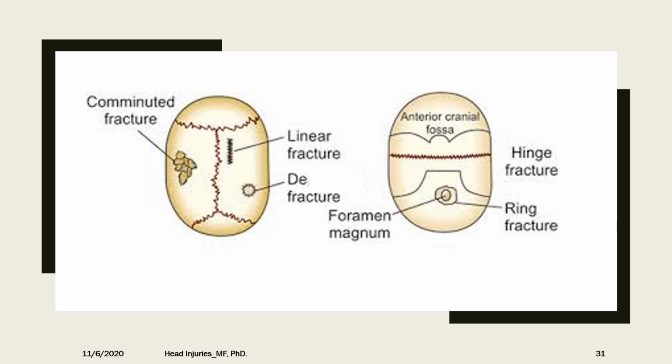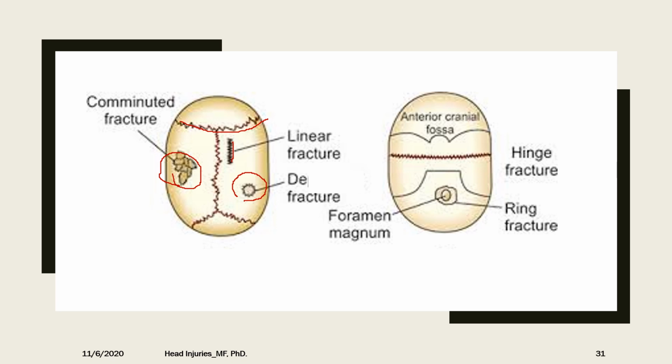In this picture you can see all kinds of fractures we discussed in this lecture. From the left to the right, this is a comminuted fracture here, where the bone is fragmented into small pieces. This is a diastatic fracture, where it runs into the suture, causing separation of the two bones. This is a linear fracture. This is a depressed fracture, where there's a small indentation in the vault of the skull.